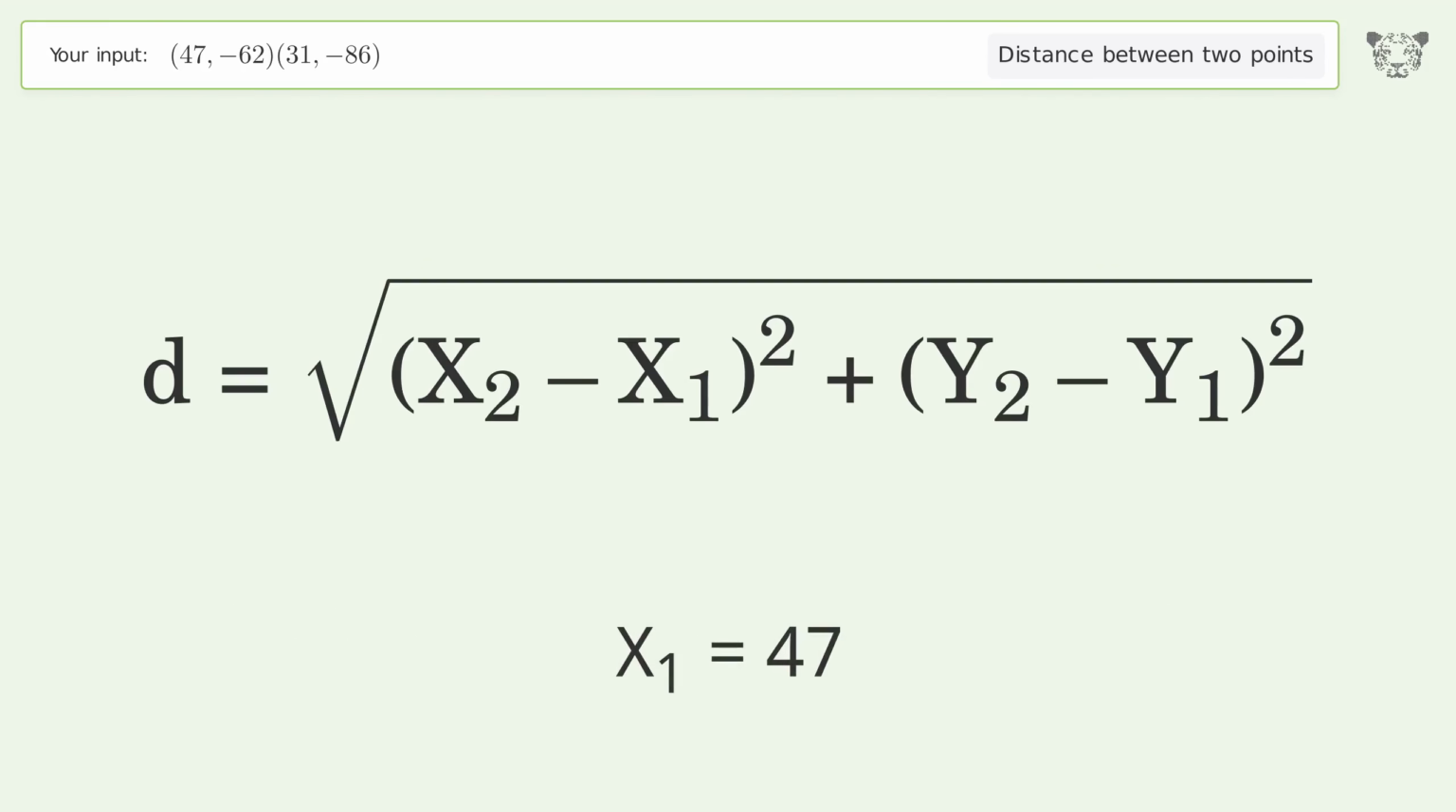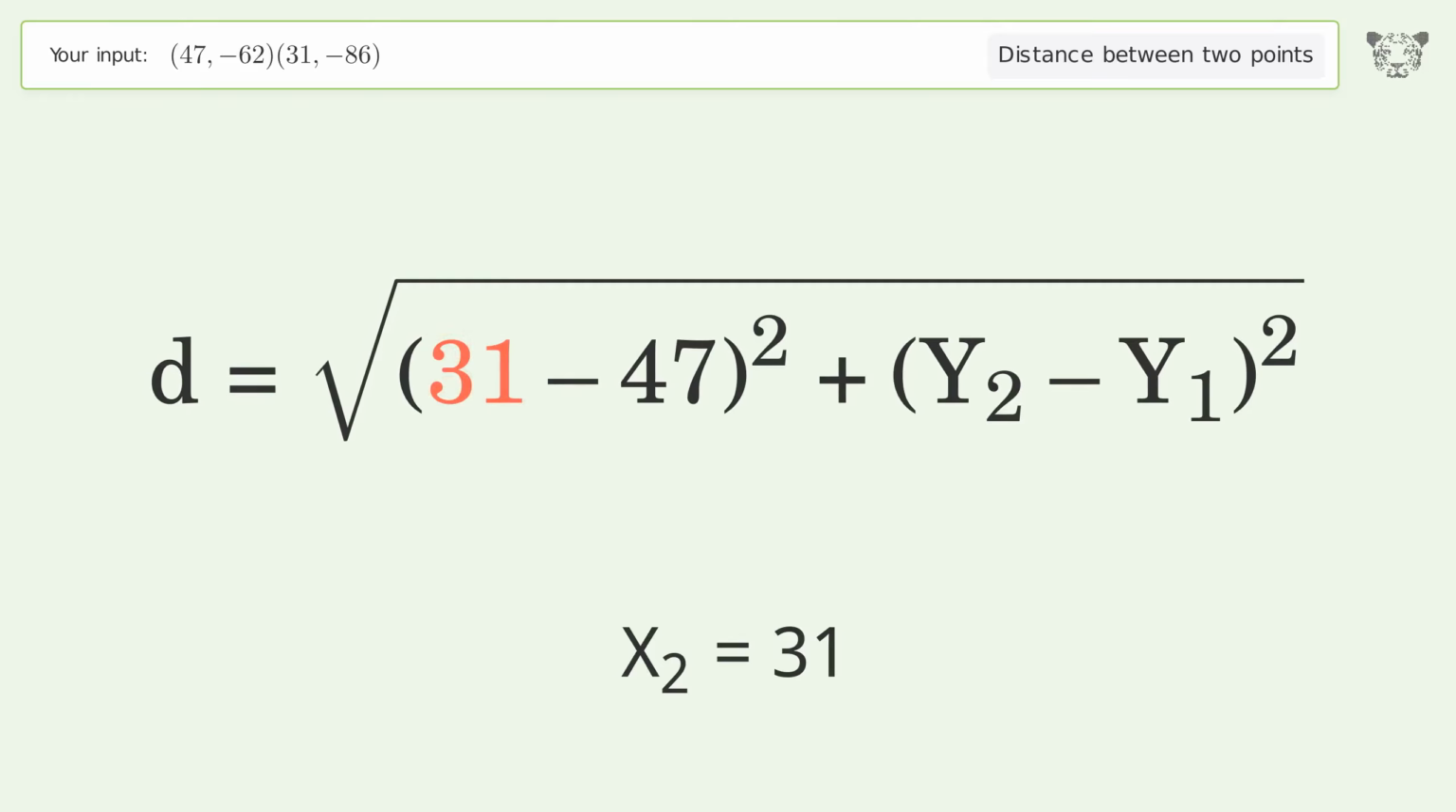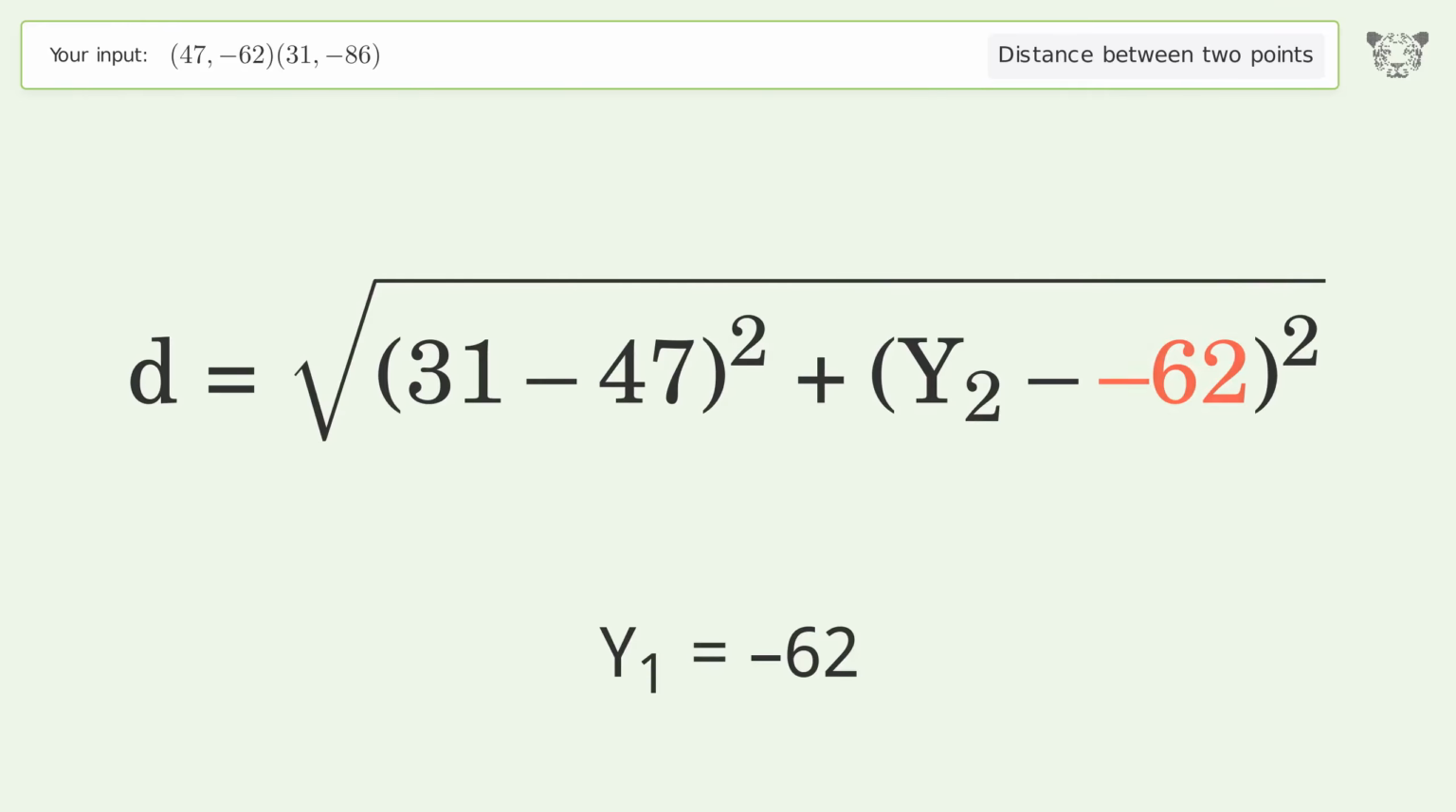x1 equals 47. x2 equals 31. y1 equals negative 62. y2 equals negative 86.